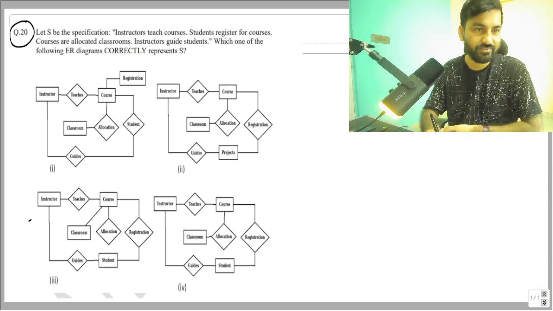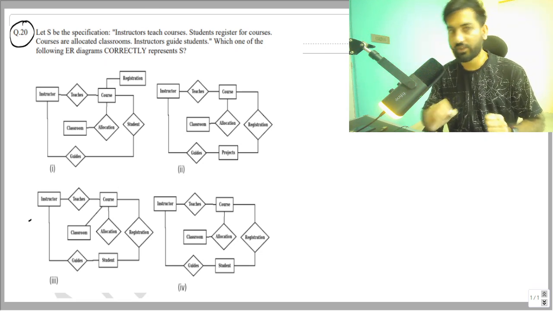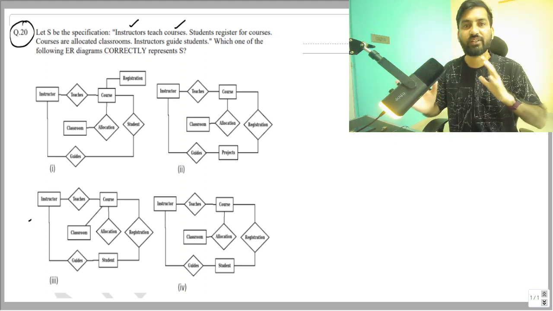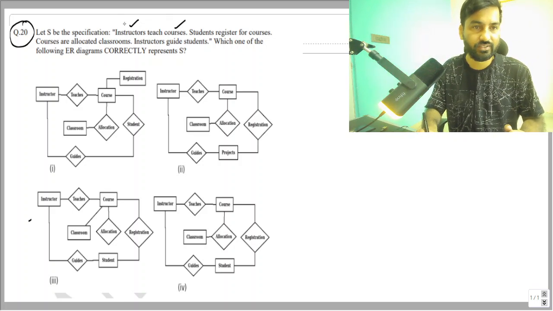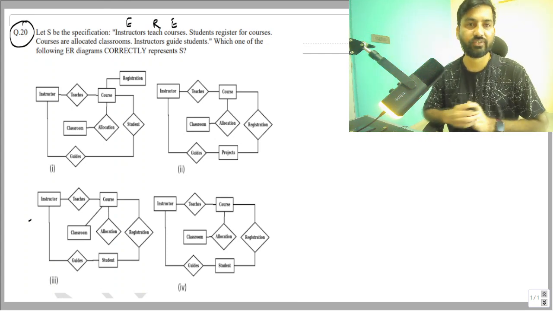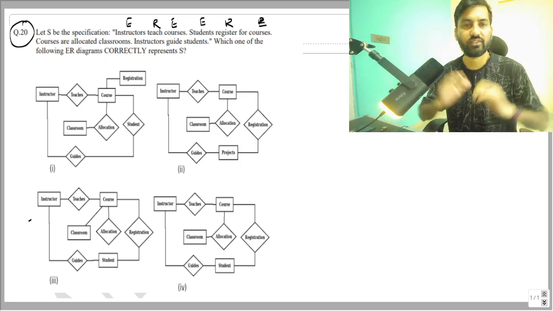The question says that let S be the specification. So, instructors teach courses. Here the instructor is an entity and the course is also an entity, right? What is the relationship between instructor and course? That is teach. So you can remember this point. You can keep writing E and R, all these things. So this is E, this is E, and this can be R. Now second specification, students register for the course. Again, the student is going to be an entity here and course is nothing but an entity only. The registration process is going to be the relation between these two entities.